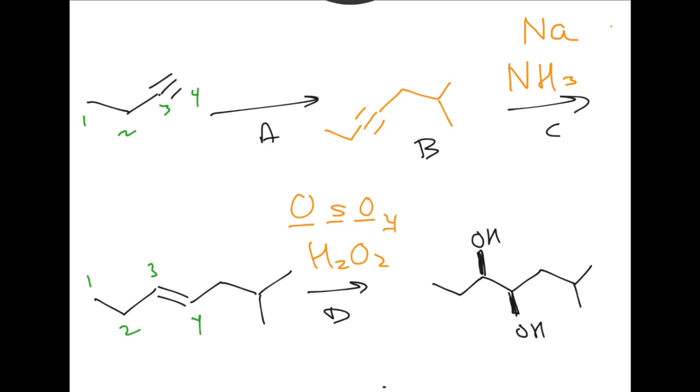So how do I get from the alkyne that I have initially, the one with 4 carbons, to B?